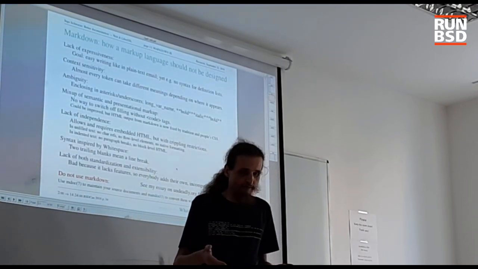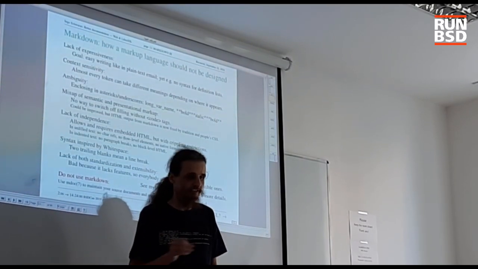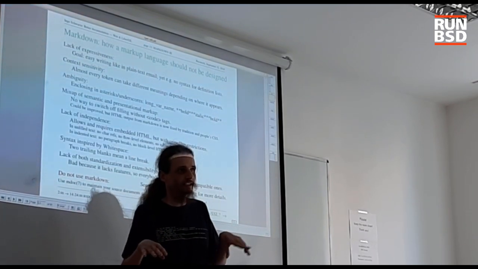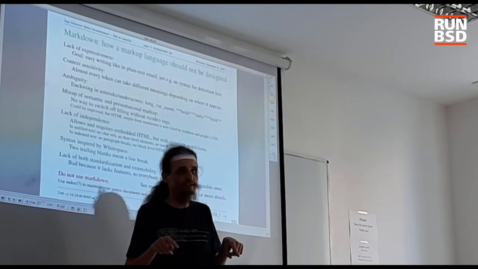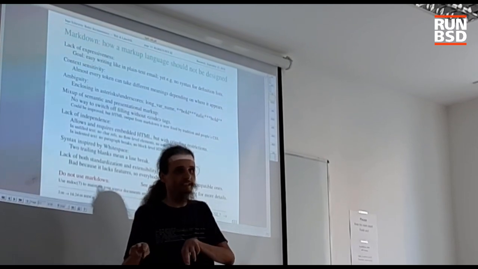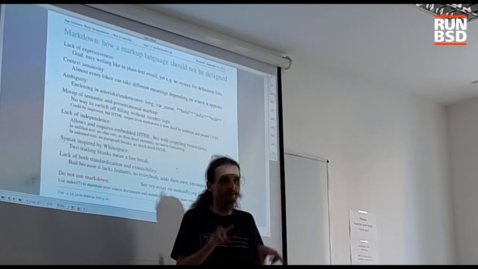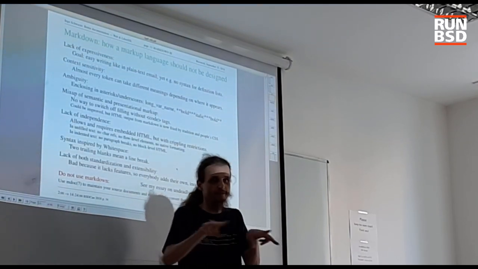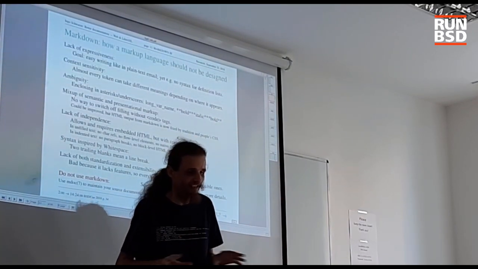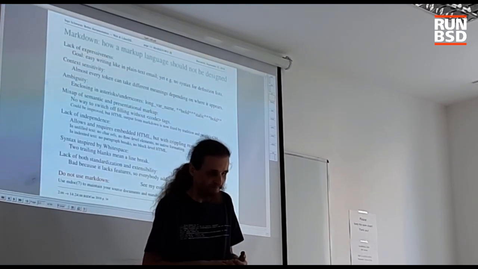Then you have the problem of context sensitivity. Almost every token can take different meanings depending on where you put it. The famous thing that underscores mean italic. Now, what if you have a variable name that includes two underscores? And if you double the underscores, then it means bold. Now, what if you have adjacent words that have bold and italic, then you have three adjacent underscores. Now, how do they pair up and so on and so on? There is no end of context sensitivity and ambiguities resulting from it.